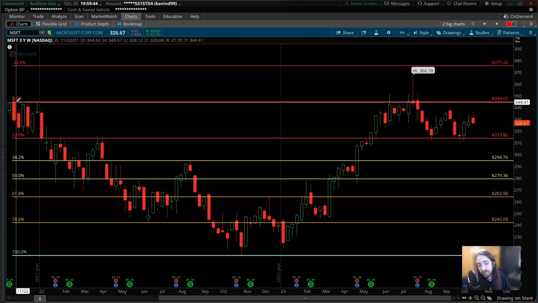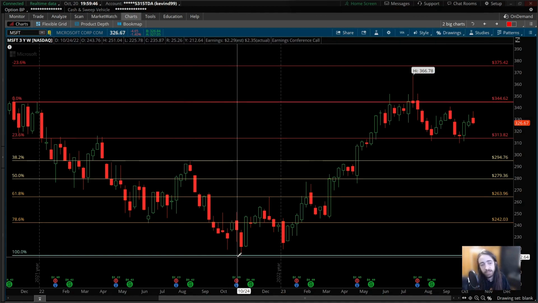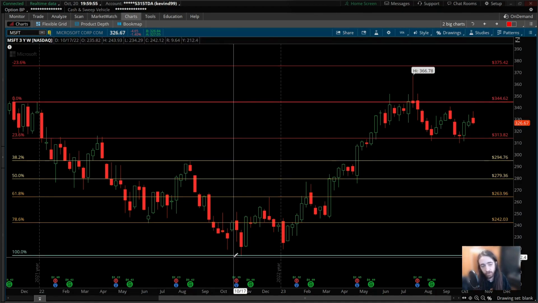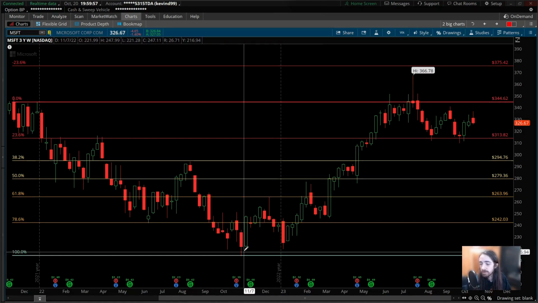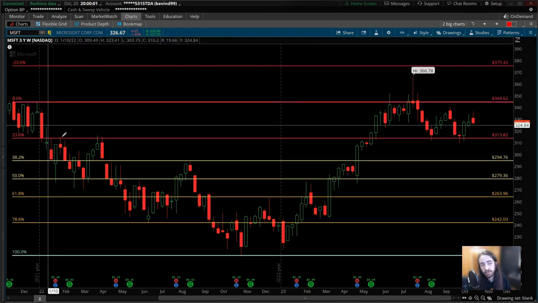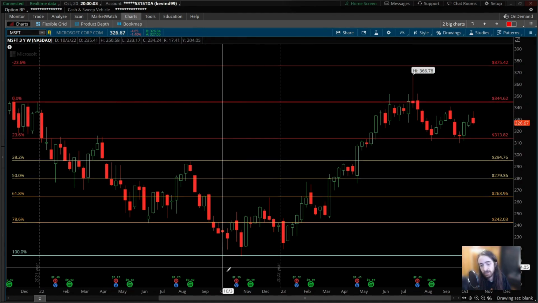And the reason that the 0 is up here and the 100 is down here is because when we're marking a downtrend, we always start the 0 at the start of the trend and the 100 at the bottom or top of the trend. So if this was a bull trend, we would mark the 0 down here and the 100 up here. But because this was a bear trend, we did the 0 up here and the 100 down here.